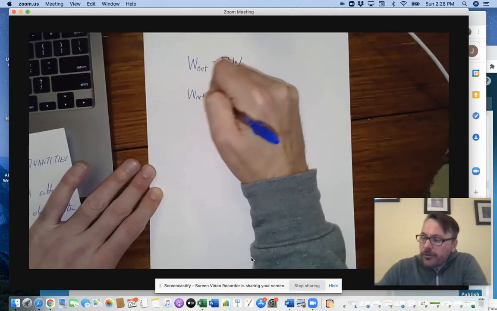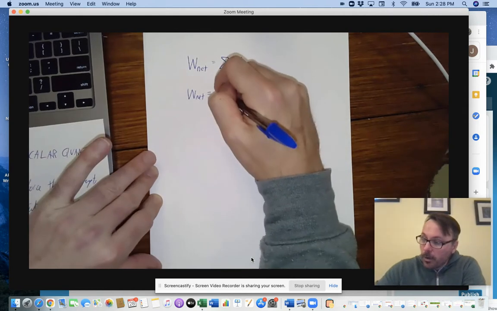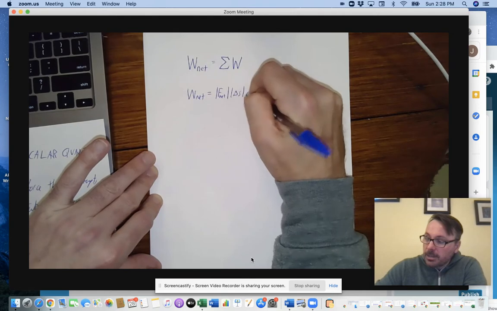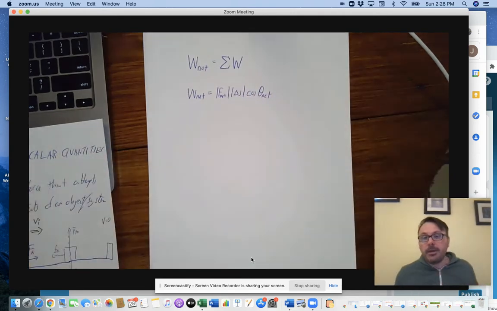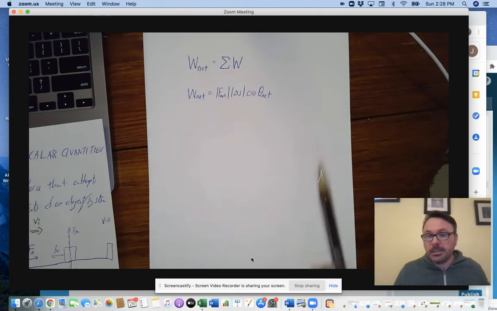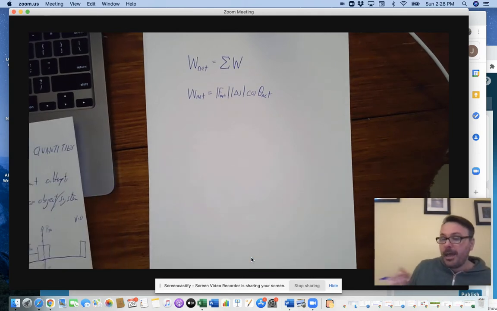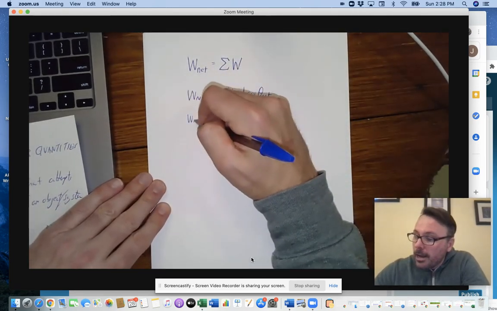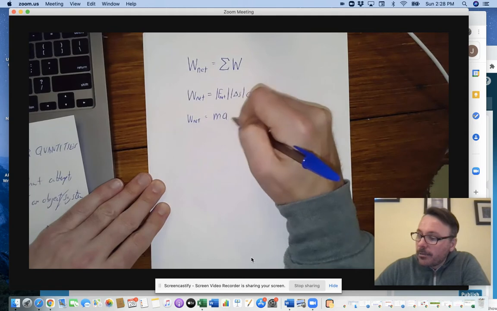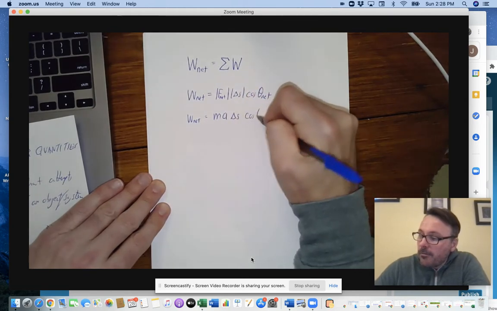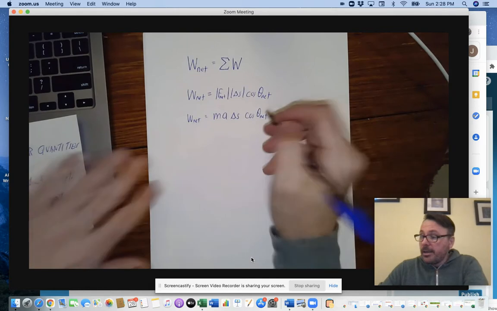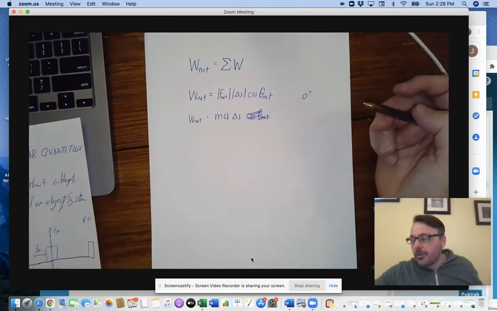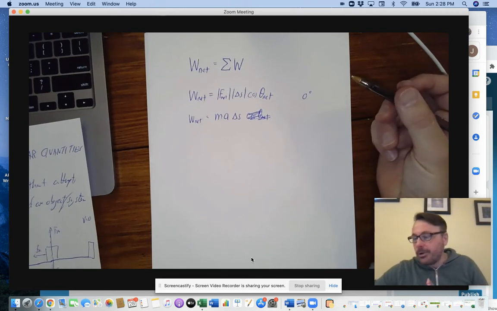Net work is equal to, well, if I follow along the pattern of what I had before, the magnitude of the net force times the displacement of the object times the cosine of theta, the angle between the net force and the displacement. Okay. And hopefully you saw something like this, right? Net work is equal to ma, and I'm going to get rid of the magnitude signs for the sake of argument. Also, let's say that there's a 0-degree angle between the net force and the displacement, just so that I can put in a one there.